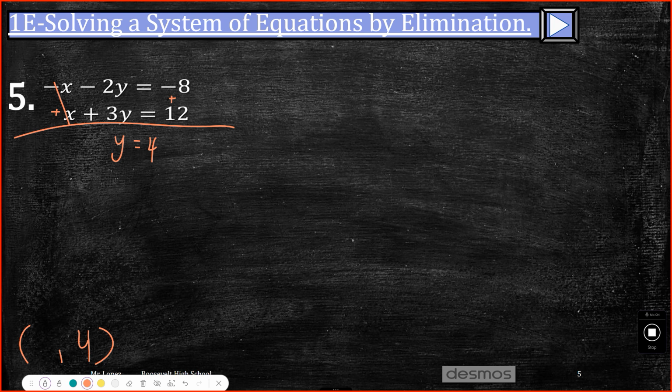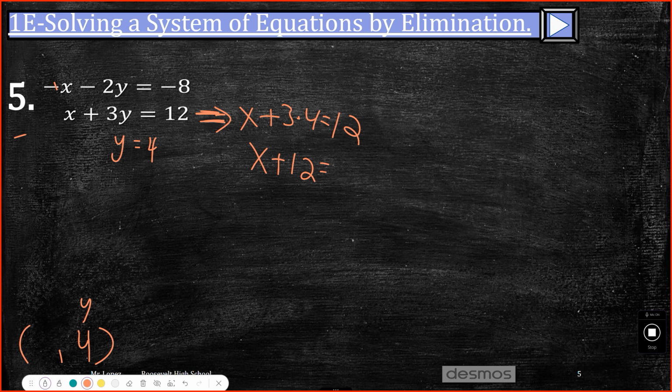To find x, go back like we did in the other problem as well, and substitute in that we found y is 4. Let's go in this one. X plus 3 times y, which is 4, equal to 12, and solve. X plus 3 times 4 is 12, equal to 12, and if you subtract 12 here, we get x equal to 0. And that's where they cross each other, at 0, 4.